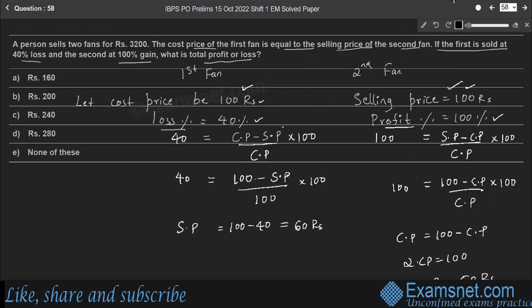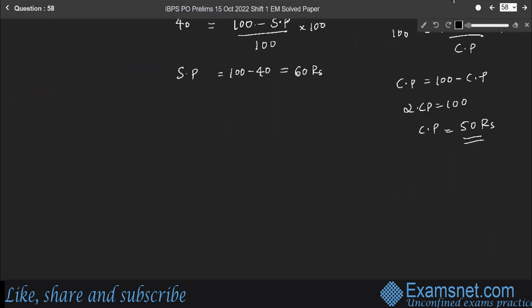Now the question is, what is the total profit or loss? For profit or loss, we should know the total cost price and total selling price. So let us consider the total cost price and total selling price.